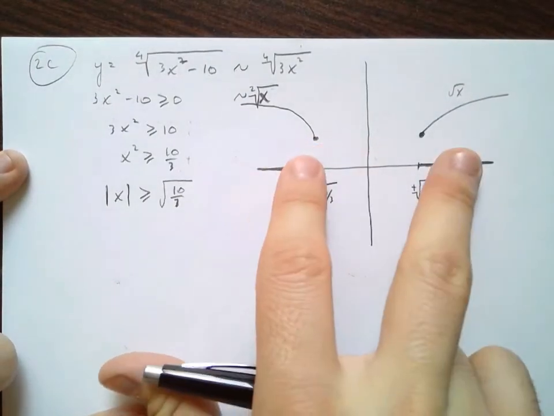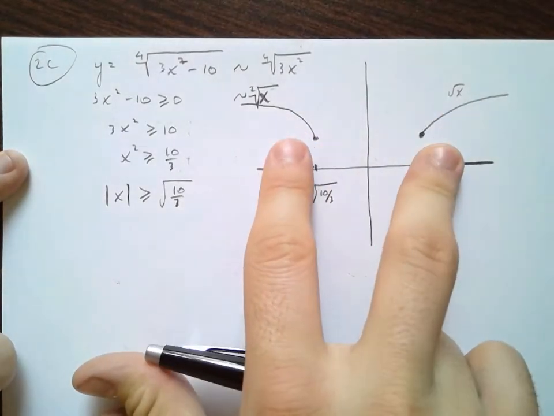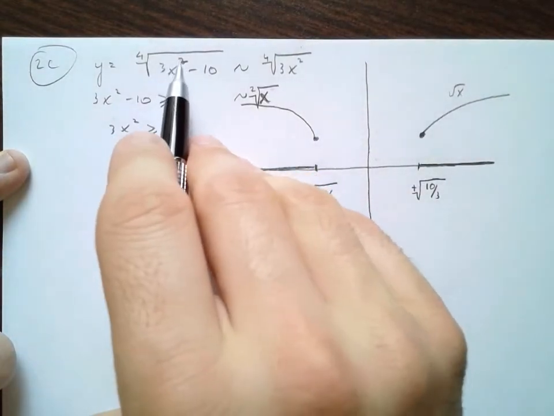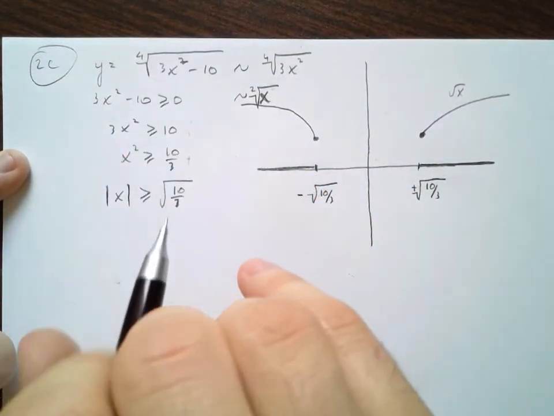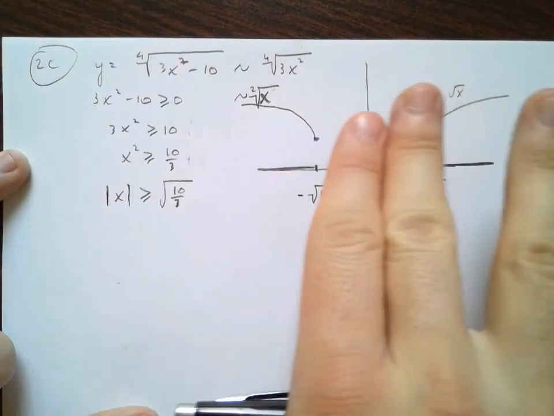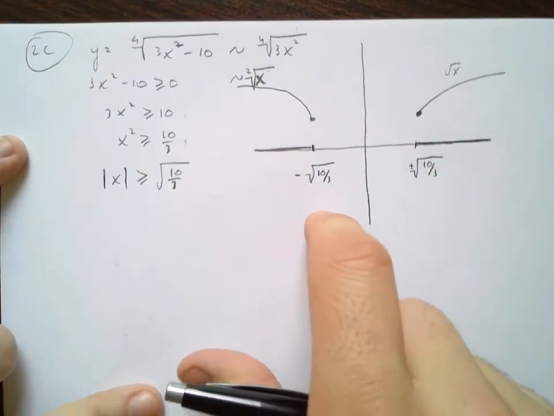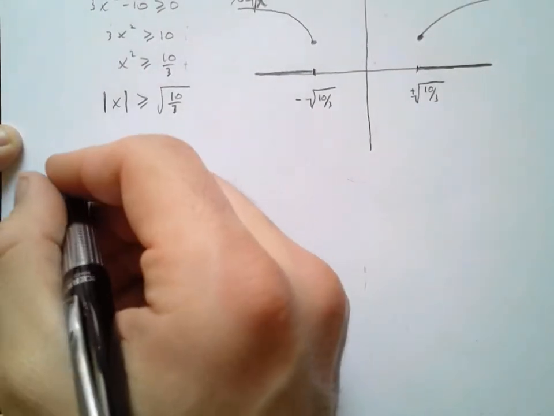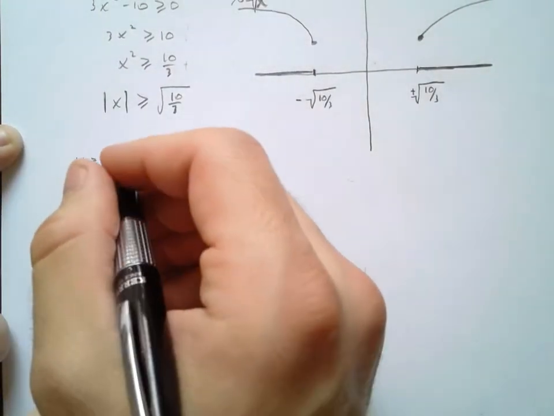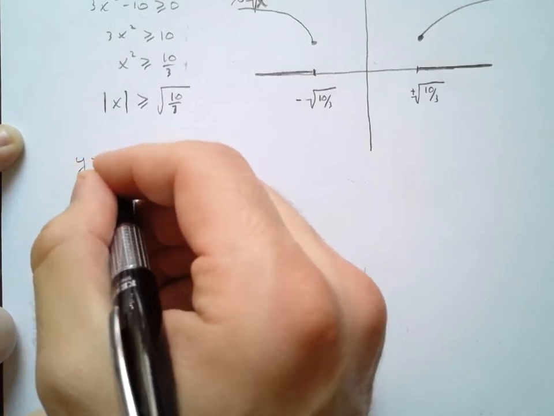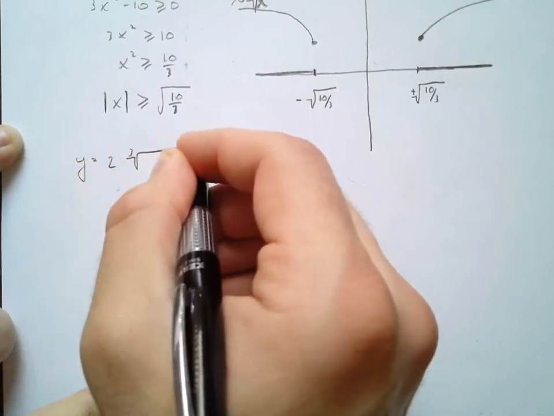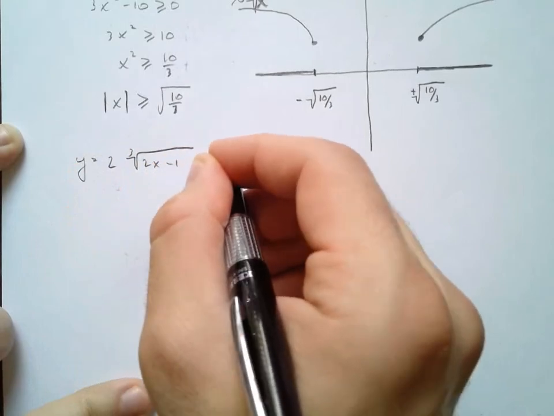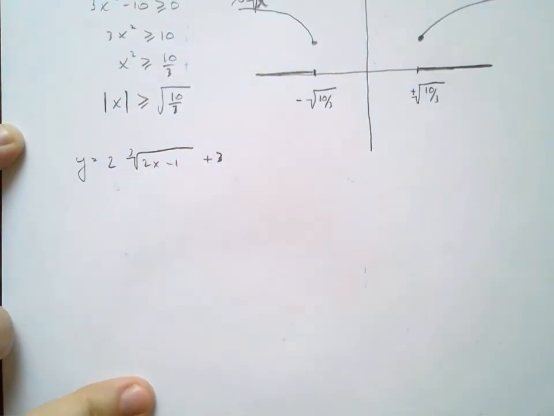Another way to see that this is the mirror image of this side is simply because I have a square here, which makes this an even function, so it's symmetric about the y-axis. Let's take a look at the other shape. So now I have y equals 2 times the cubic root of 2x minus 1, plus 3. So this one is a little bit easier to work with.